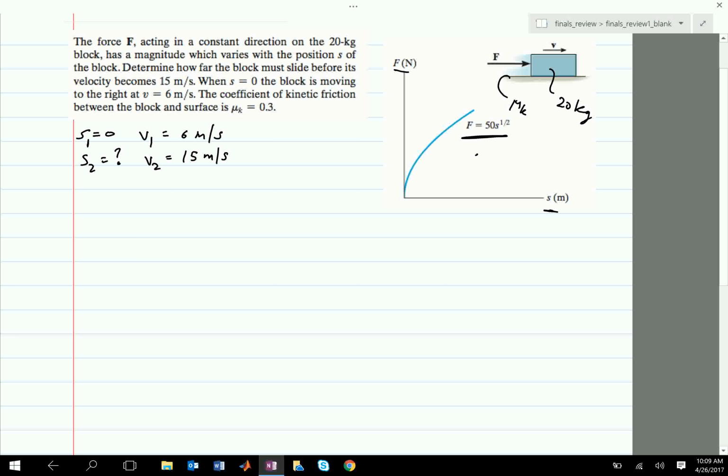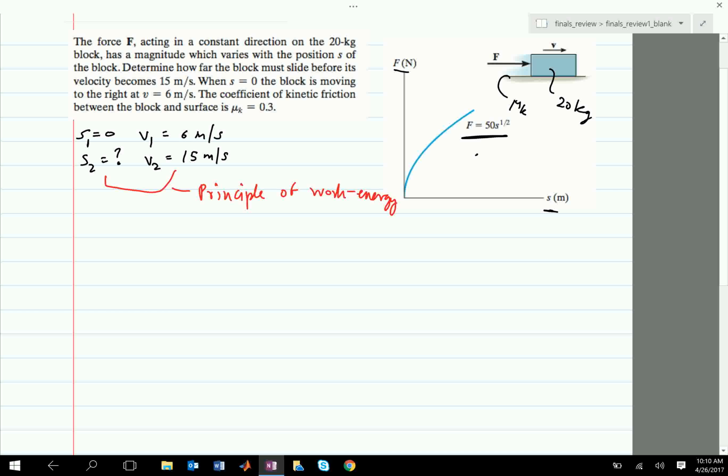What will you apply in this case? Well, there are two things you could do. One is the principle of work energy or conservation of energy. Conservation of energy is good when there are conservative forces like gravity, springs, and so on. In this case, one thing is the friction, and the other is that force F is not conservative. So this implies that we're going to use the principle of work energy.